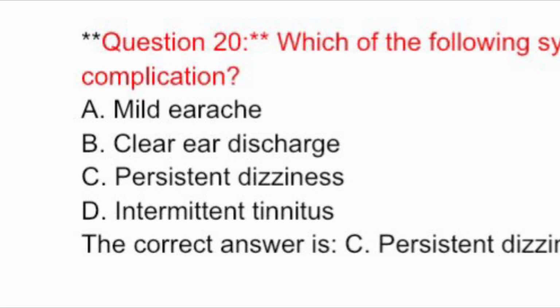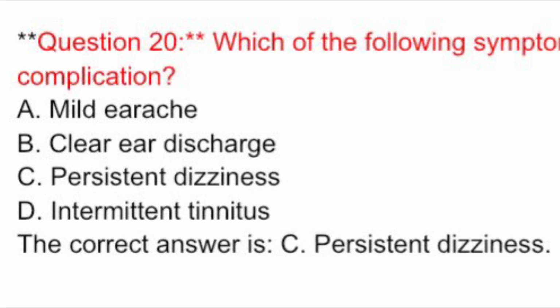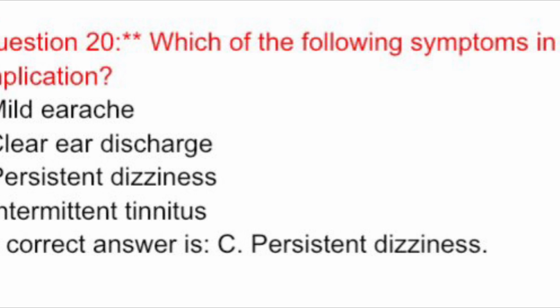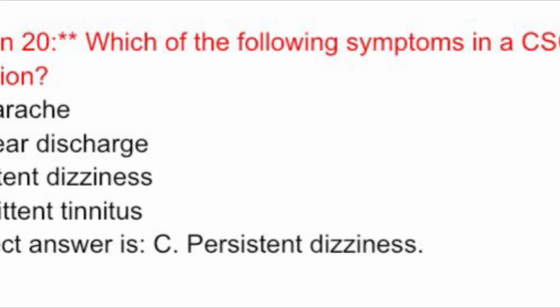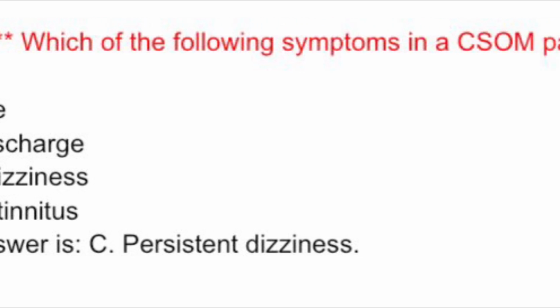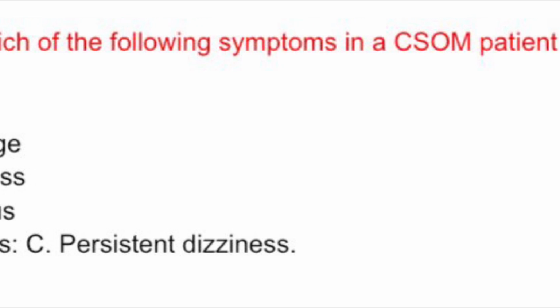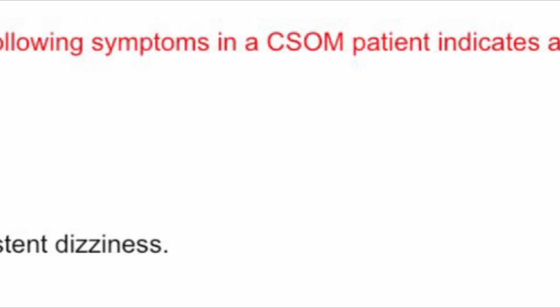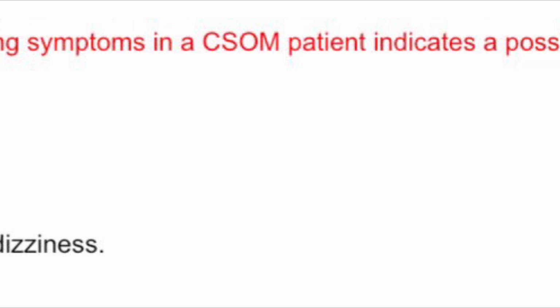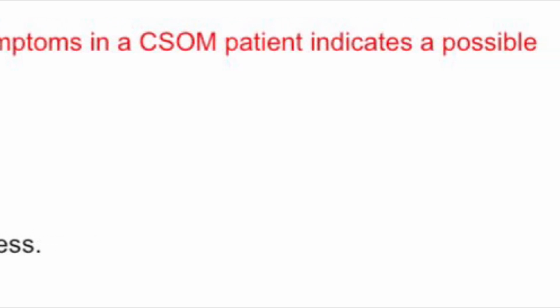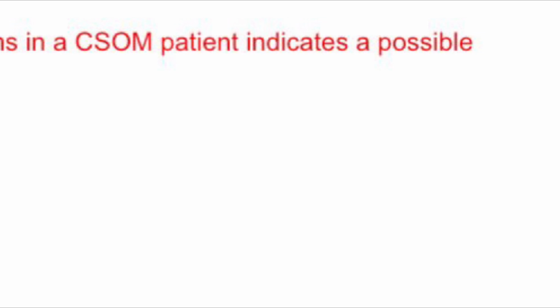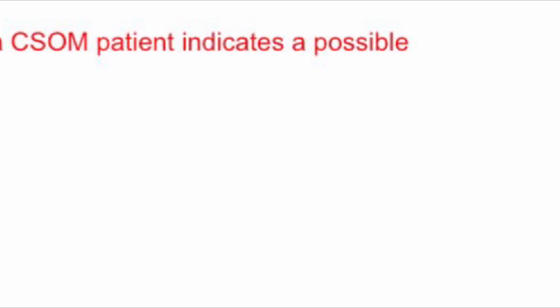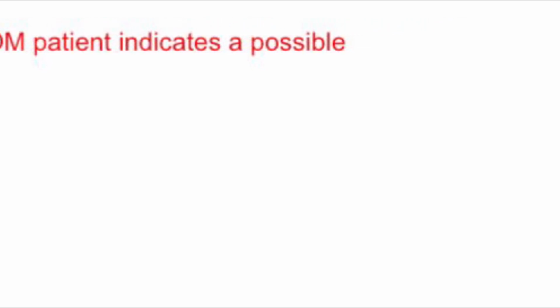Question 20. Which of the following symptoms in a CSOM patient indicates a possible complication? A. Mild earache. B. Clear ear discharge. C. Persistent dizziness. D. Intermittent tinnitus. The correct answer is C. Persistent dizziness. These questions help in understanding the critical complications associated with CSOM, emphasizing the need for timely intervention and management.